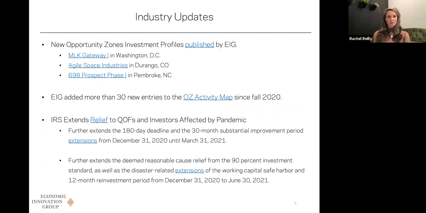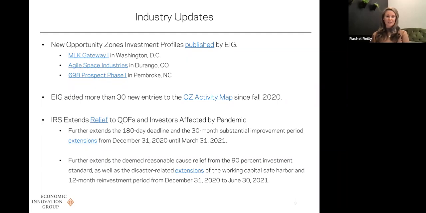In that vein, also wanted to note that EIG has added 30 new entries to its OZ activity map last quarter. There's a handful of operating business examples, and most importantly, investments in those businesses that are located outside of the major metros, so in your secondary and tertiary geographies. There's a handful of affordable housing projects on the activity map, as well as initiatives like SOLA's Black Impact Fund. So go over, check that out.